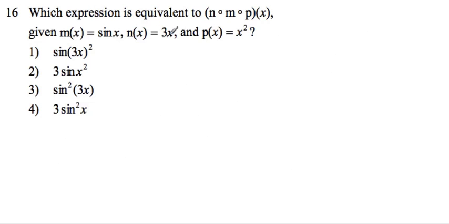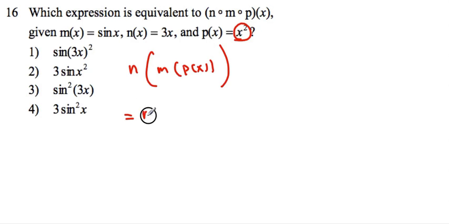Let's look at number 16 here. In this case, we need to compose the functions p, then m, and then n. So in other words, this is equal to n of m of p of x. So what is p of x? p of x is equal to x squared. Then this becomes n of m of x squared.